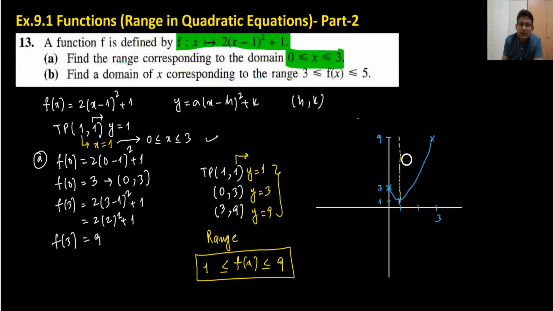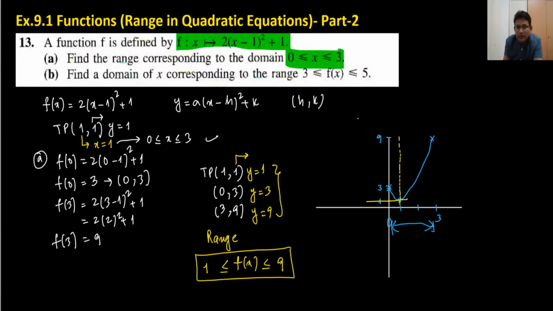When you see the sketch of this given question with the given domain 0 to 3, now just observe one thing here. What is the minimum value of this curve?